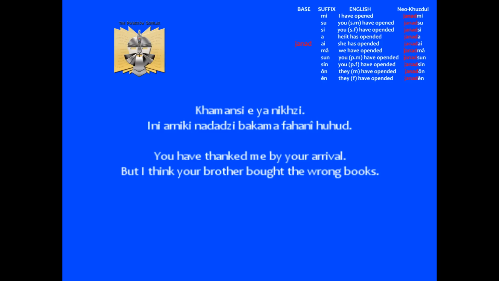Let's take a closer look at this line though, kamansi e yaniksi, which is you have thanked me by your arrival. Kamansi is the perfect base kaman with added si to indicate you, and to be more exact, the singular female version of you. So we get you have thanked or you thank. E means me, as we've seen before, making you have thanked me. Ya is with or by, which we saw in a previous line, the form yahi nu, with them. Now, niksi is your arrival.